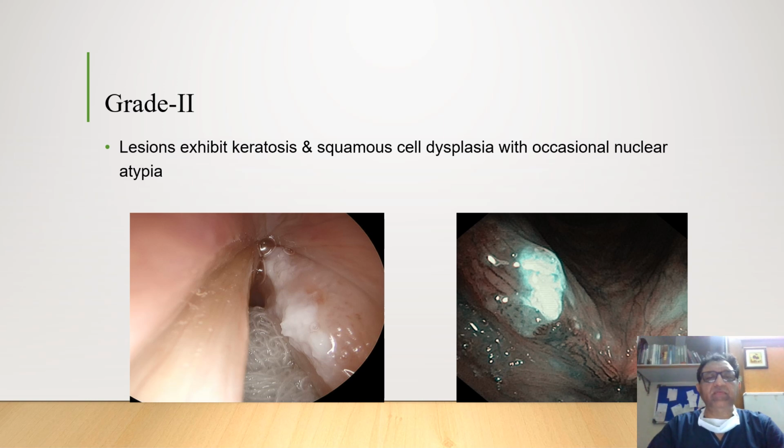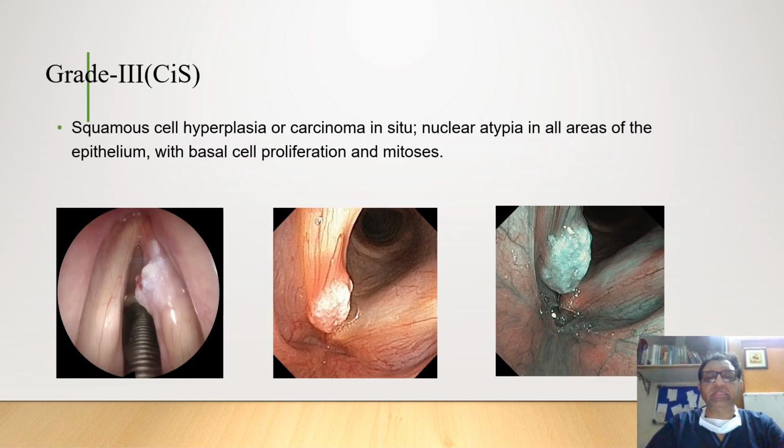Lesions that exhibit keratosis and squamous cell hyperplasia with occasional nuclear atypia on histopathology look like white raised lesions with a breakage of capillaries at the periphery of the lesion. Like this one here, there is a white raised lesion, and this is indicative of moderate dysplasia.